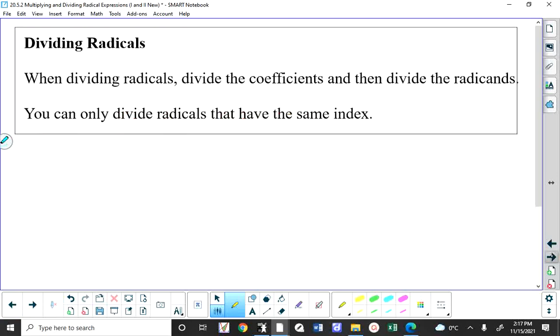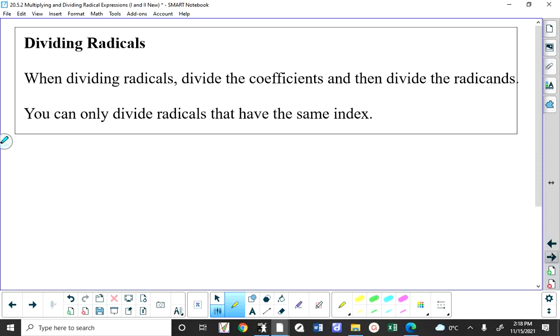So it should come as no great surprise to you that the general rule we used for multiplying radicals is the same as the one we use for dividing. You are allowed to multiply coefficients, and that means you are allowed to divide coefficients. Coefficients can be divided by coefficients, and since we can multiply radicals together by multiplying the radicands, we are allowed to divide radicals by dividing the radicands. And they have to have the same index.